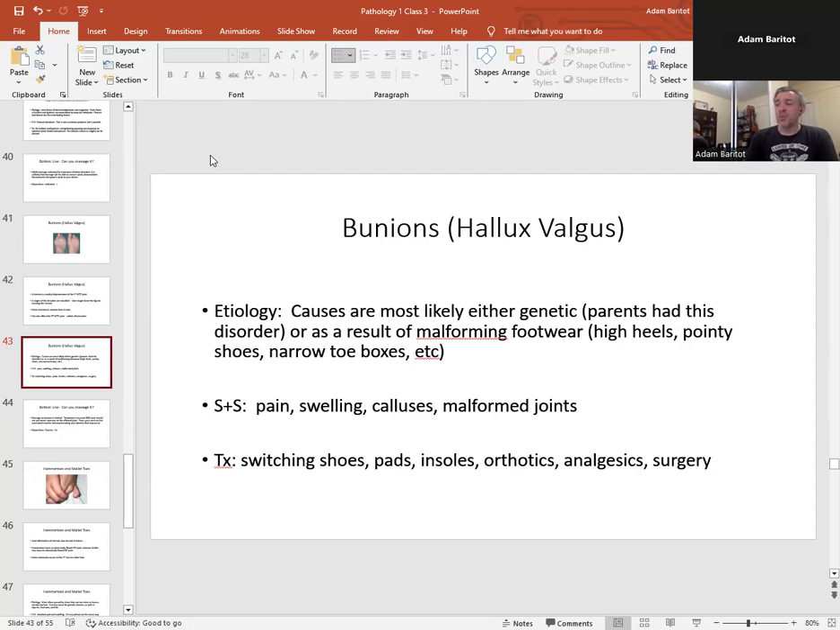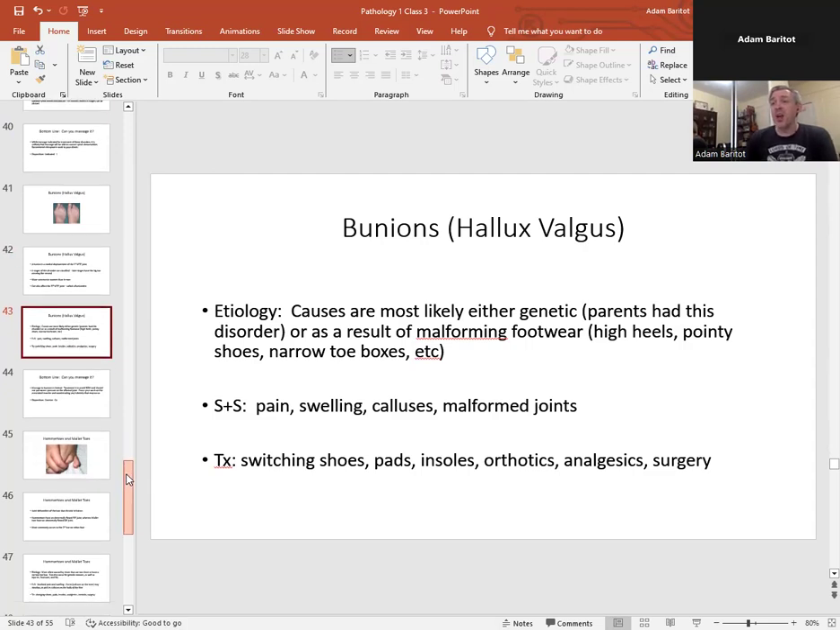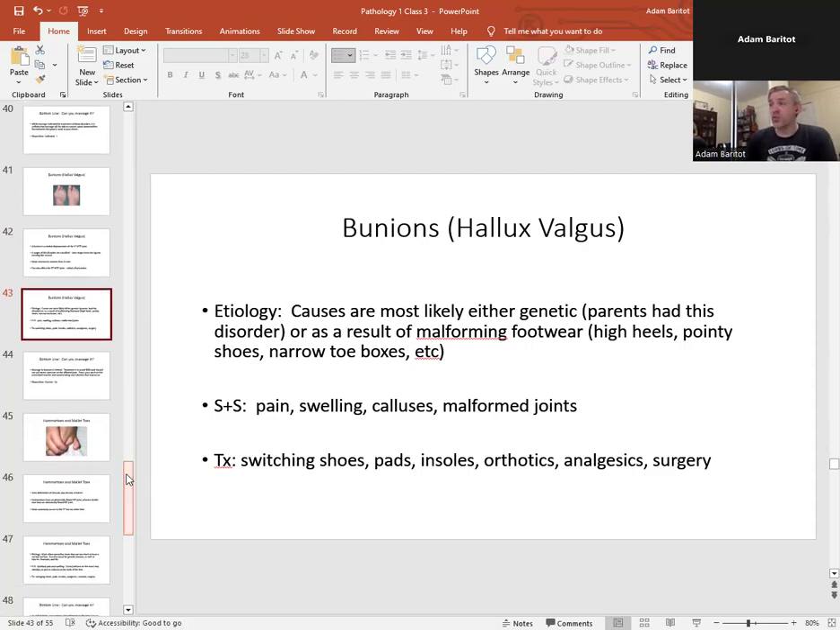Treatment for bunions in Western medicine: switching shoes, putting in pads or insoles, possibly orthotics and analgesics. Ultimately, at stage 3 or stage 4, surgery may be advised.